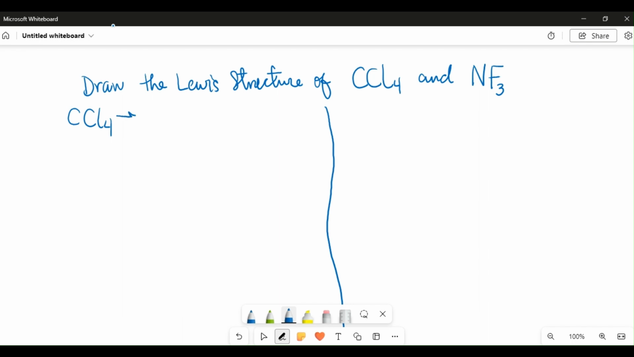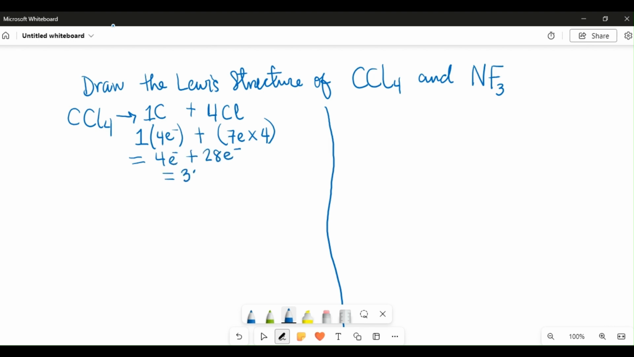The first thing you have to know when dealing with Lewis structures is to first determine the number of valence electrons for each atom. We've got 5 atoms here: 1 carbon and 4 chlorines. Carbon has 4 valence electrons and chlorine has 7 valence electrons. That 7 is multiplied by 4 since there are 4 chlorine atoms. So we end up with 4 electrons plus 28 electrons, which is 32 electrons.